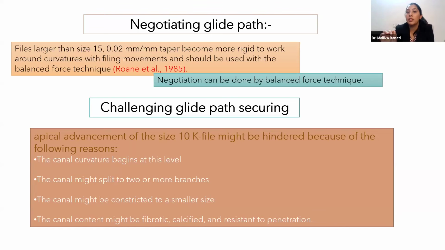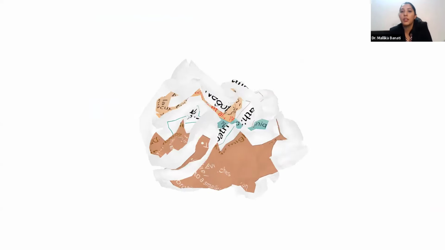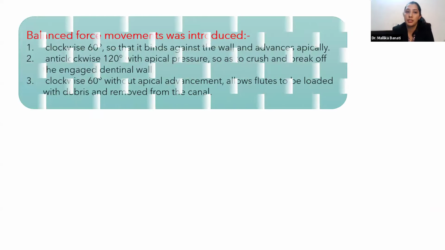The canal might split into two or more branches. Post that, irrigation must be proper. The canal might be constricted to a smaller size. There might be some kind of debris. That is the reason that we are not able to completely negotiate such canals.